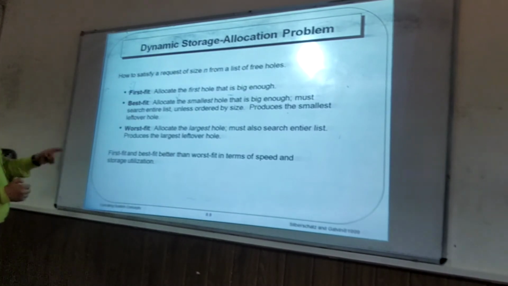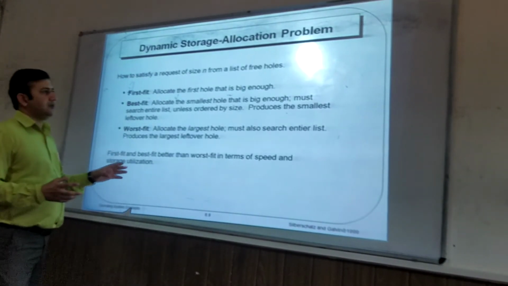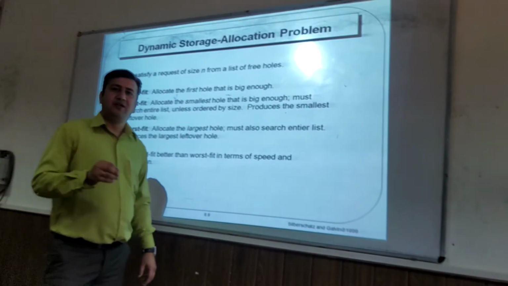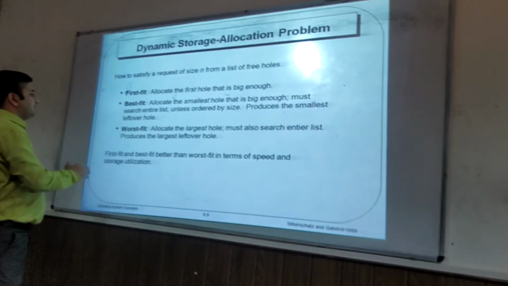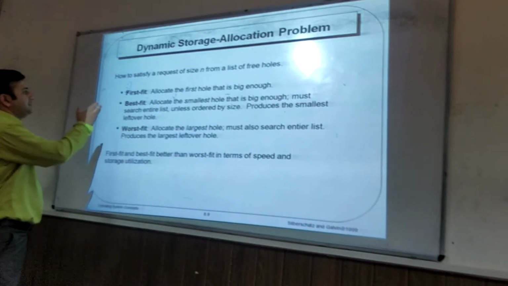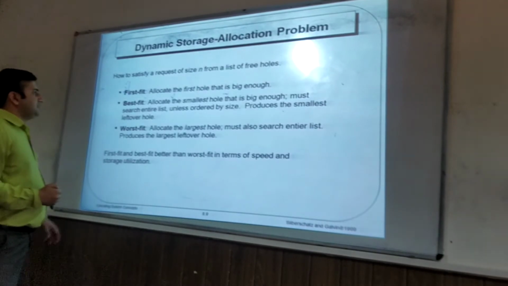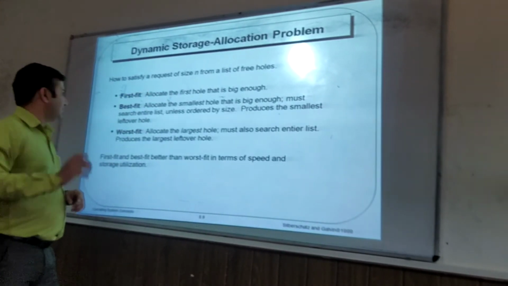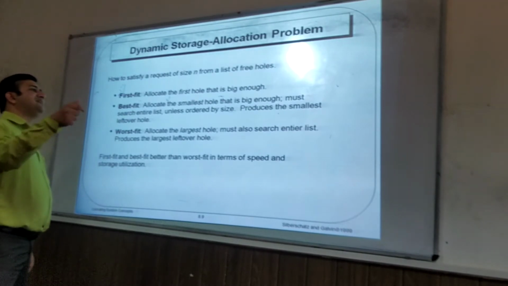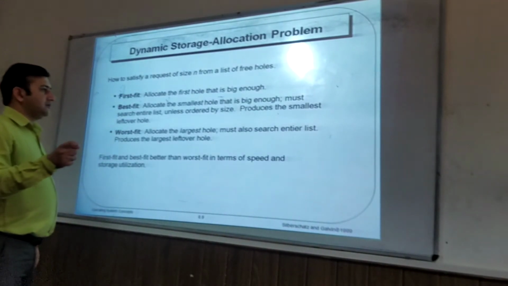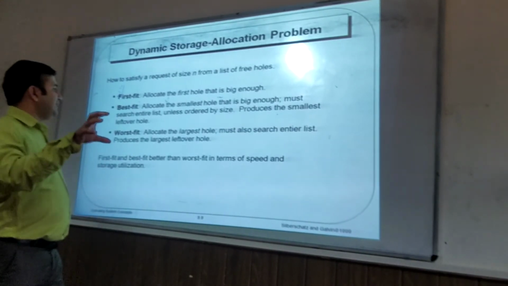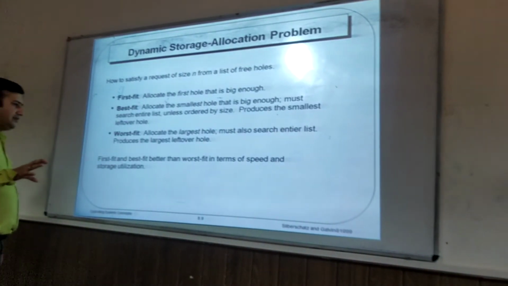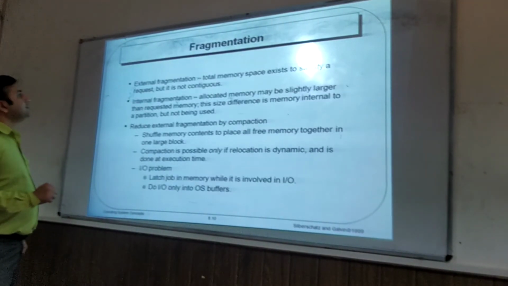So next one is the dynamic storage allocation problem. How we can utilize memory in an efficient way. There are three kinds of strategies. First one is first fit, second one is best fit, and third one is worst fit. In first fit, allocate the first hole that is big enough. Best fit allocates the smallest hole that is big enough. Worst fit allocates the largest hole, and must also search the entire list, producing the largest leftover hole. So this kind of allocation takes place for any requesting process.